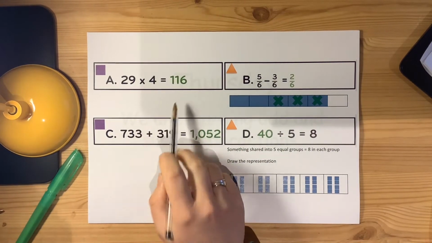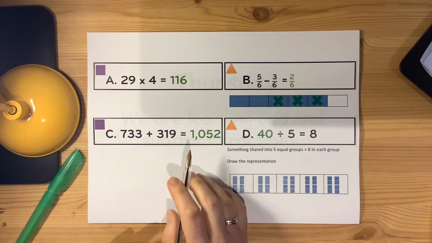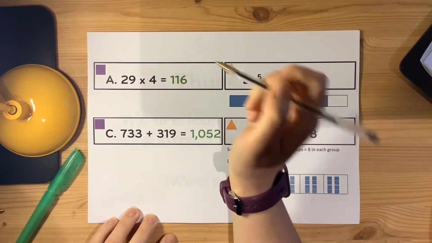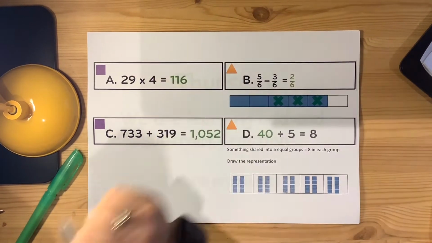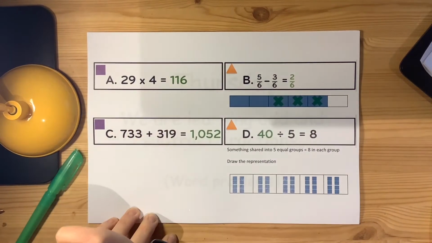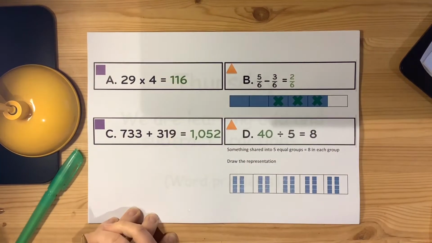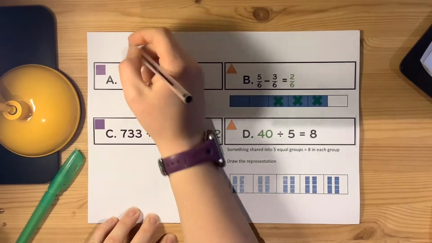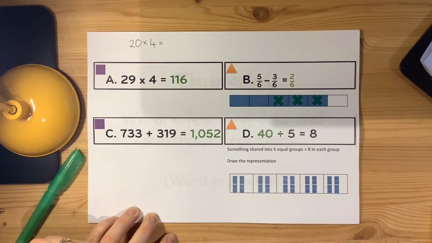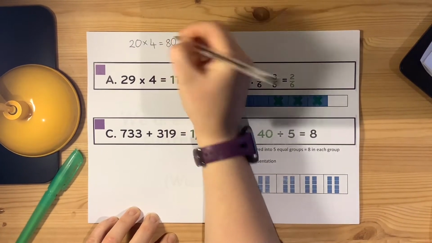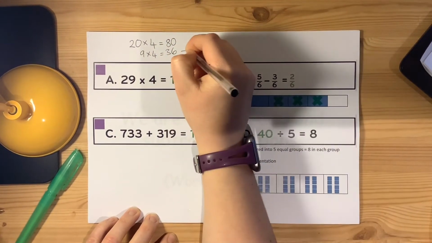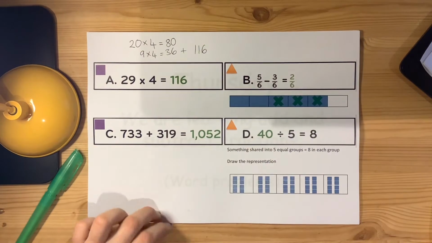29 times 4 is 116. Now you could have done this by drawing 4 groups and representing 2 10s and 9 1s in each, or you could have doubled it and done 29 times 2 and then doubled that, which would have given you 29 times 4, but the answer was 116. Another thing you can do is 20 times 4, and you can use 2 times 4 is 8 to help you with that one, which is 80, and then 9 times 4, which is 36, and then you can add them together to get 116.